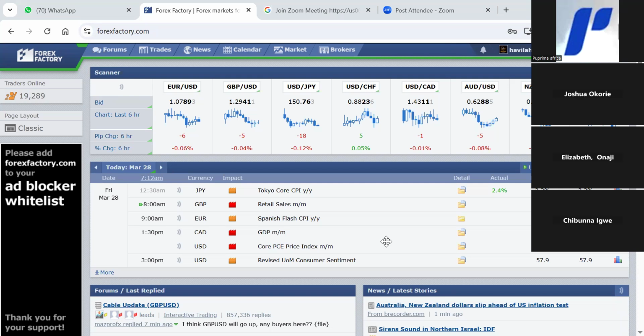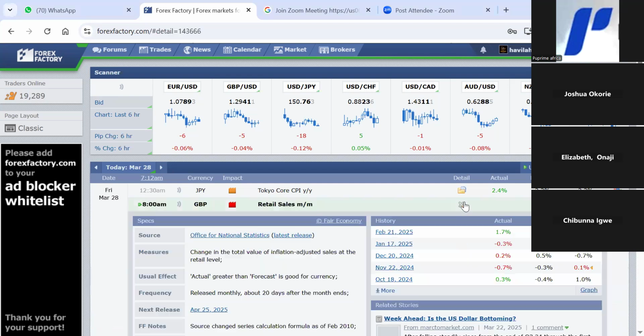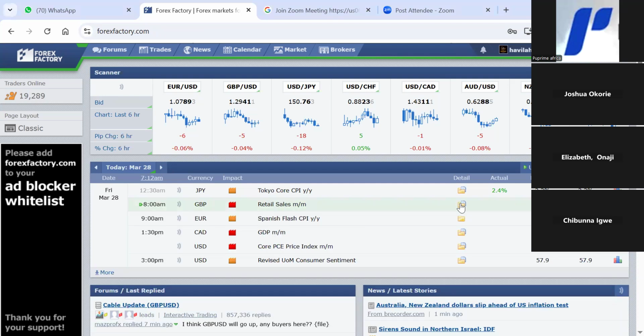Now, there's going to be a fundamental event by 8 a.m. That's retail sales from the United Kingdom. And this news measures the change in the total value of inflation-adjusted sales at the retail level, and an actual greater than forecast is good for the currency.